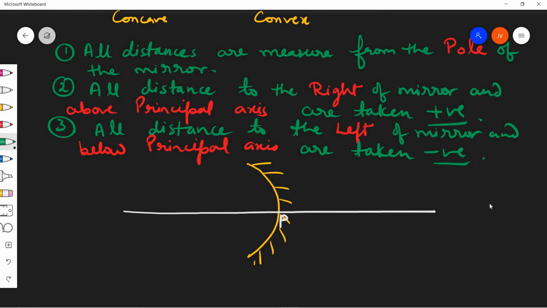So according to sign conventions, all distances to the right of the mirror and above principal axis are taken positive. Above can be on whichever side. And all distances to the left of the mirror and below principal axis are taken negative. The below can be anywhere, left side or right side. And all distances are measured from the pole of the mirror.